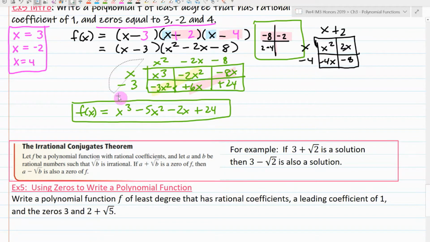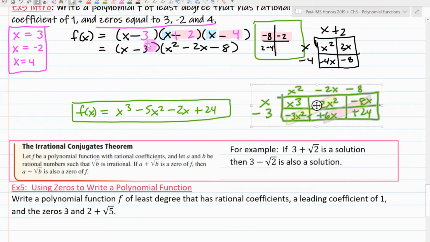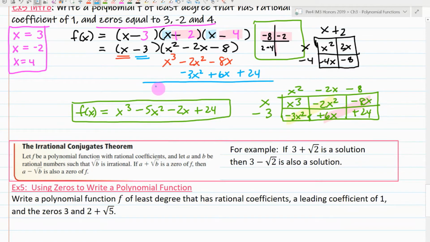Now, if you don't want to use the box method to multiply this out, I'm going to move this over. What you can do is just multiply x times all three of these, and you can multiply negative 3 times all of these. So negative 3 times x squared, negative 3 times 2x, and negative 3 times 8. Then you can add them together, and you will get this. All right, so it's up to you which method you would like to use.